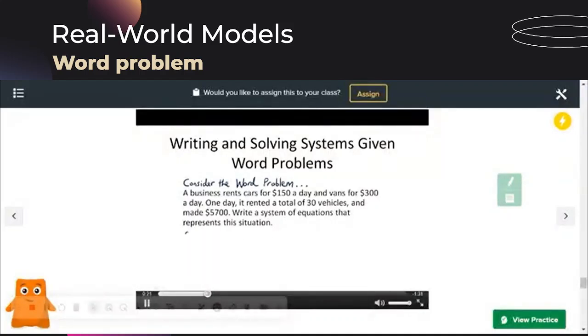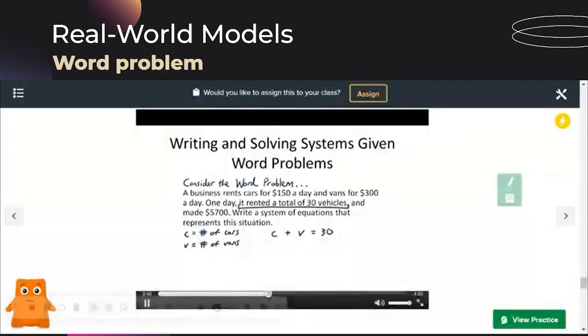So let's say that C is equal to the number of cars and that V is equal to the number of vans. It says that the rental place rented a total of 30 vehicles one day. So we could say that that day the number of cars plus the number of vans was equal to 30.